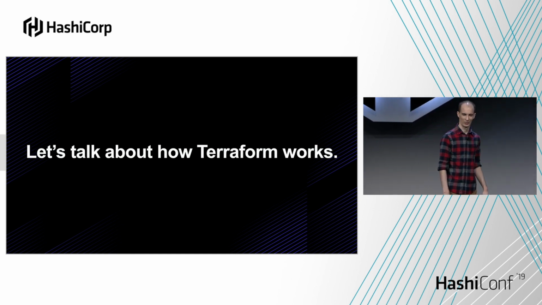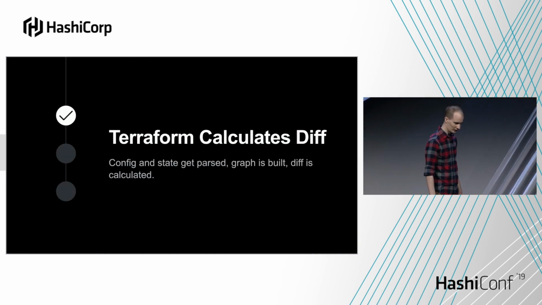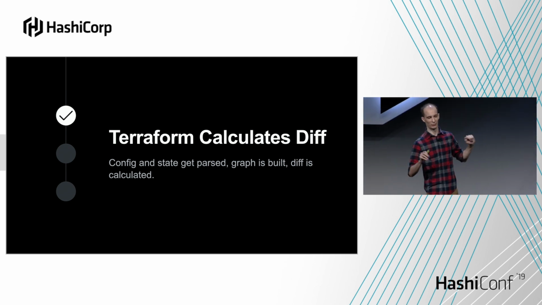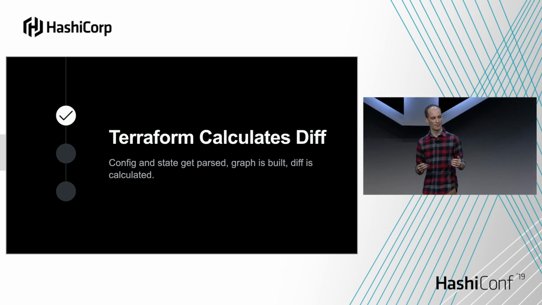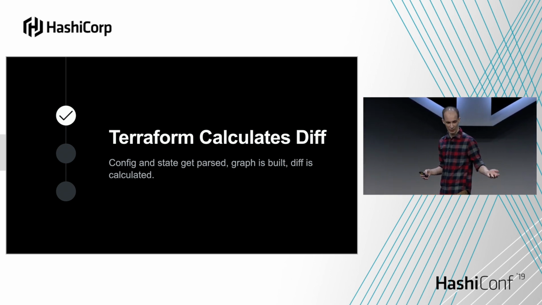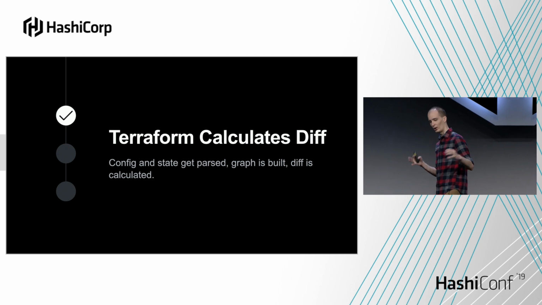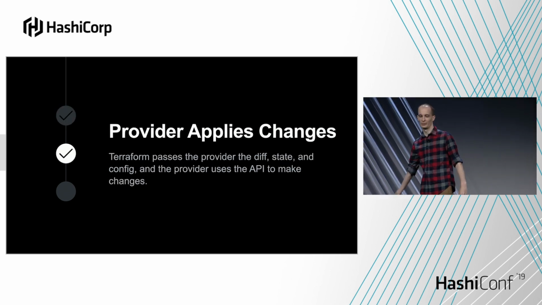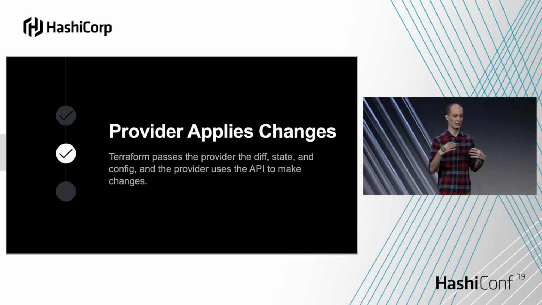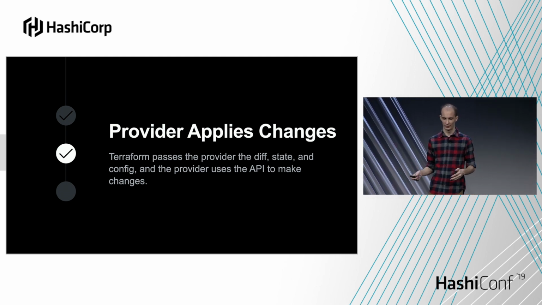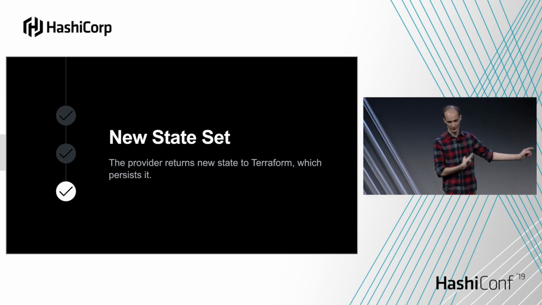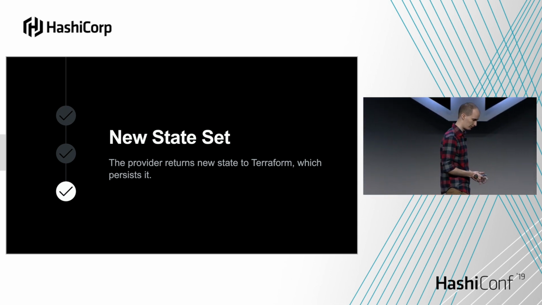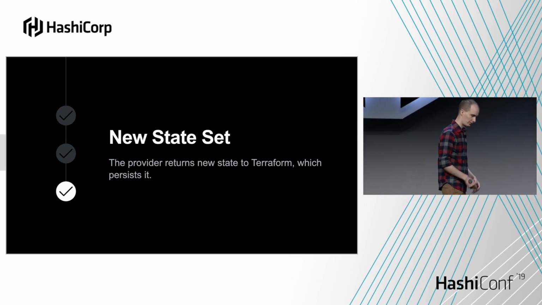So let's talk about how Terraform works really quick. Really high level. Core team, please don't yell at me. Very high level, how Terraform works is it calculates a diff. The config and state get parsed, the graph is built, and the diff is calculated, and that all happens in the Terraform core binary. And then it sends all of that over to the provider, who then makes the API calls to turn that into reality. And finally, the provider sends the new state back to Terraform core, which then saves and persists it. And we have a problem there.